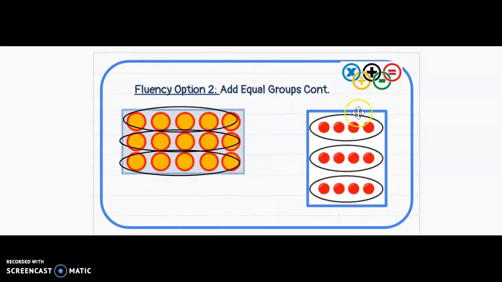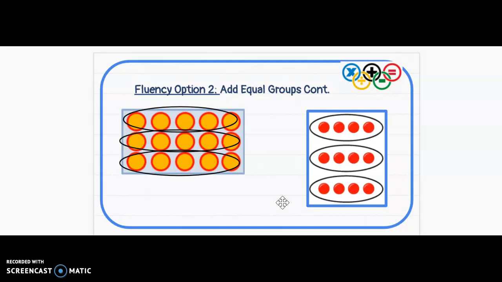Wonderful. Let's take a look at the second set of pictures. So how many are in each group here? Yes, I agree. 4. How many groups do we have? Yes, there are 3 groups. What addition sentence were you thinking of for this? I like that. 4 plus 4 plus 4 equals 12. Wonderful. What were you thinking about in regards to the multiplication equation that goes with this?